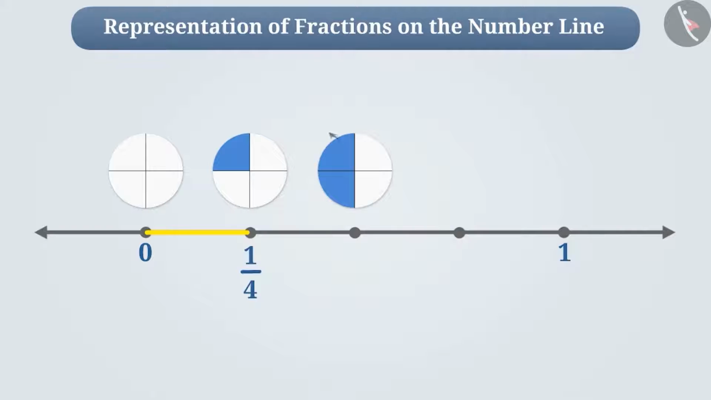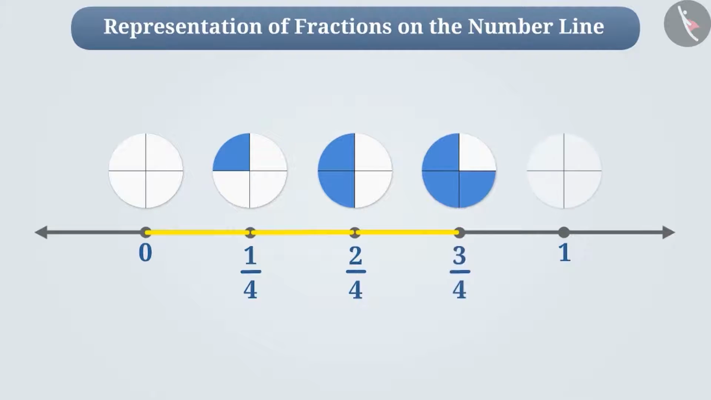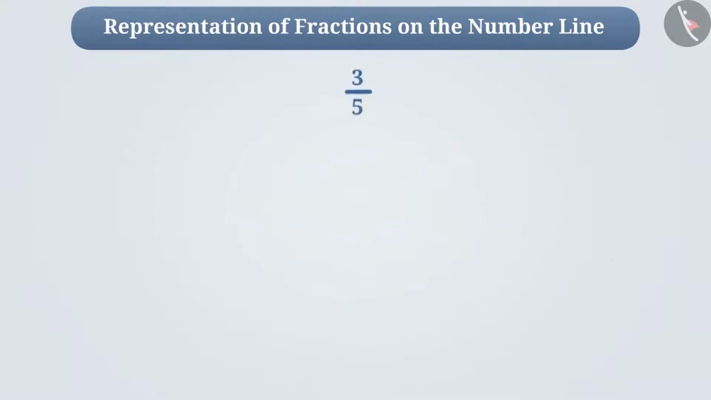Similarly, if we take 2 parts of the paper, then we will write the fraction for it as 2/4. Can you tell how to represent this on the number line? Think for a while. You've got it right. To represent this, we will take 2 parts on the number line and we will mark the position as fraction 2/4. Similarly, we can represent fraction 3/4 on the number line by taking 3 parts. If we take 4 equal parts out of 4 parts, then the fraction will be 4/4, which is equal to 1.